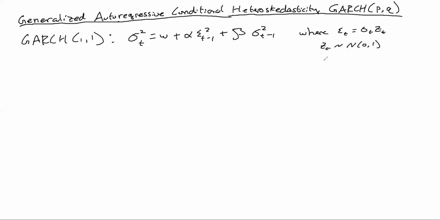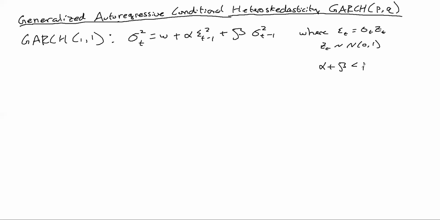And something specific for this: like before, all the alpha terms had to be equal to or greater than 0. Same thing with this, because again, we're measuring variance. But specifically for this, alpha plus beta, so the sum of the coefficients excluding the w, has to be less than 1. We'll go over why that is.